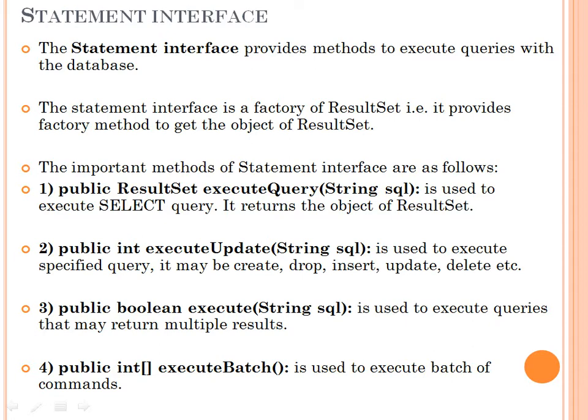The third one is public boolean execute(String sql), where the parameter is used to execute queries that may return multiple results. So when you need multiple results, you can use the execute method. And the last one is public int[] executeBatch(), which will be used to execute a batch of commands. So these are the four main methods, and we mostly use the executeQuery method.